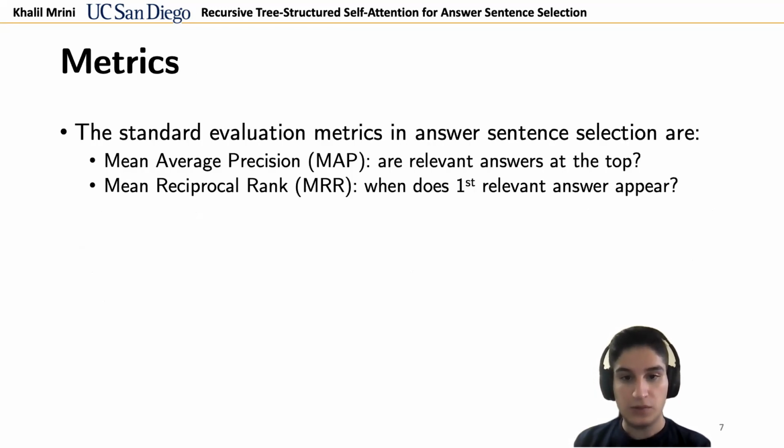The metrics that we use are standard metrics in answer sentence selection, and they are mean average precision or MAP, and mean reciprocal rank or MRR. Whereas MRR scores how early a first relevant answer appears in the candidate lists, MAP scores the order in which all candidate answers are listed for each question.